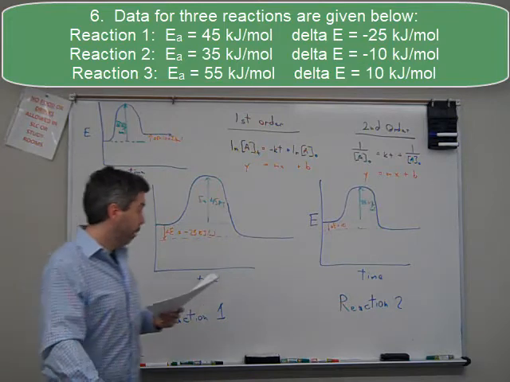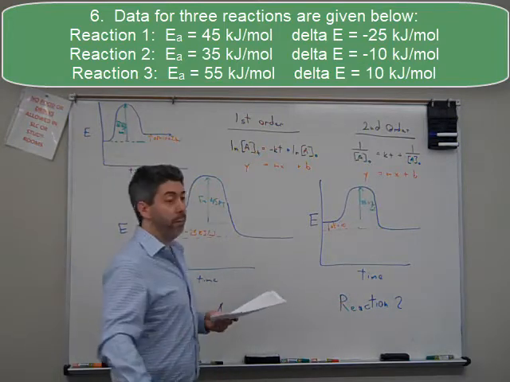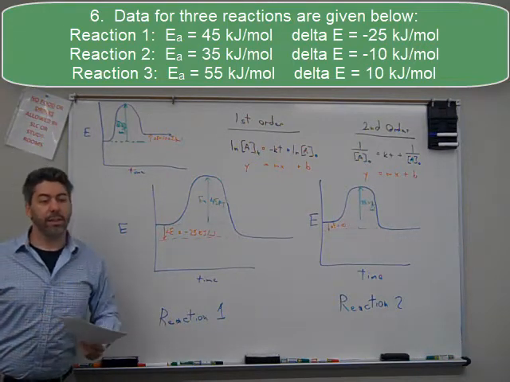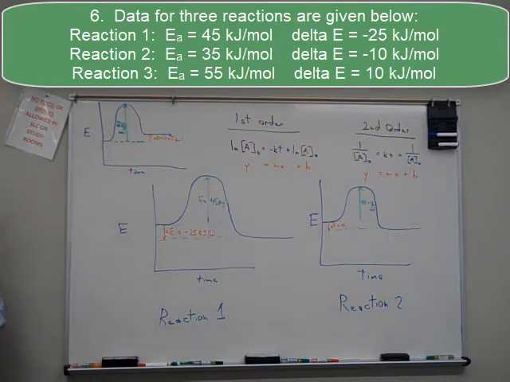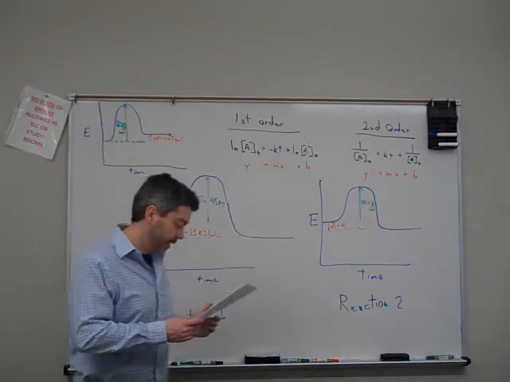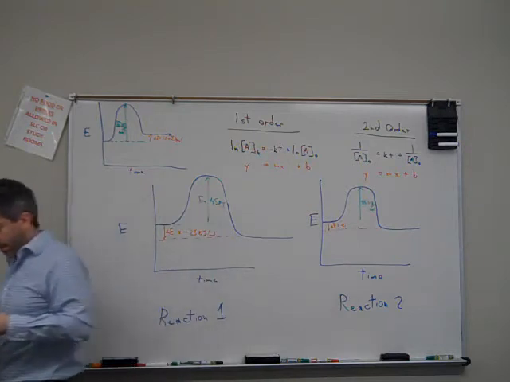And then which reaction would be slowest in the forward direction? Reaction 3. Does that make sense? Yeah. So that's reaction kinetics in a nutshell. Alright.